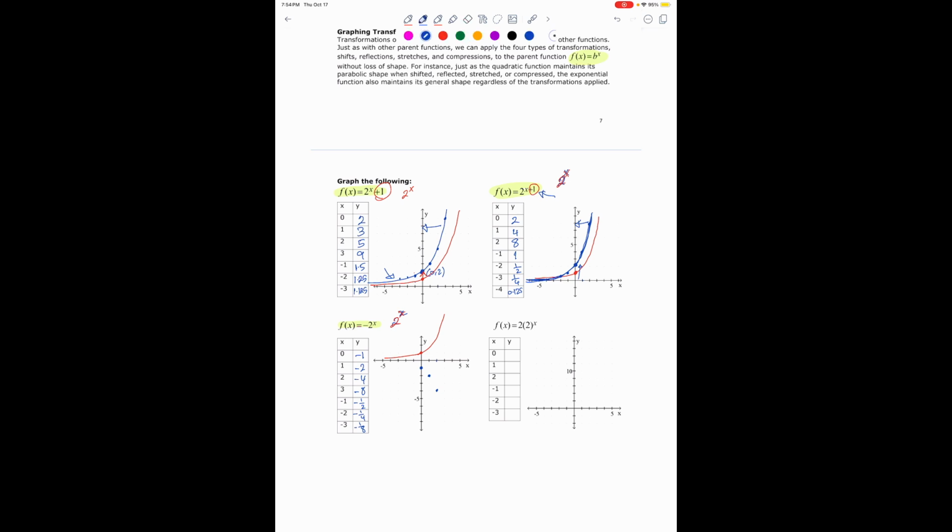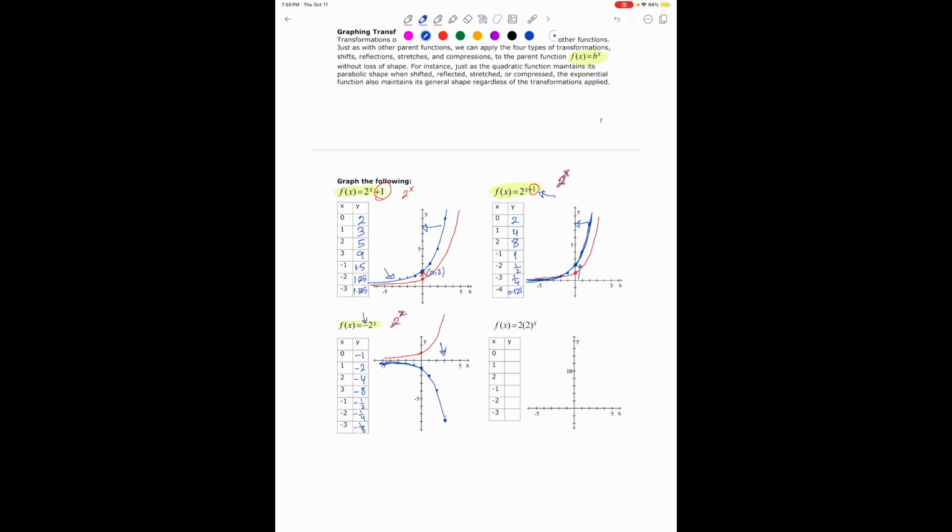And then we have 3 and negative 8, so approximately there. And then we have negative 1 and negative 1/2, negative 2 and negative 1/4, negative 3 and negative 1/8. So the graph is going to look something like this. As you can see, it's reflected across the x-axis, which matches this transformation right here.